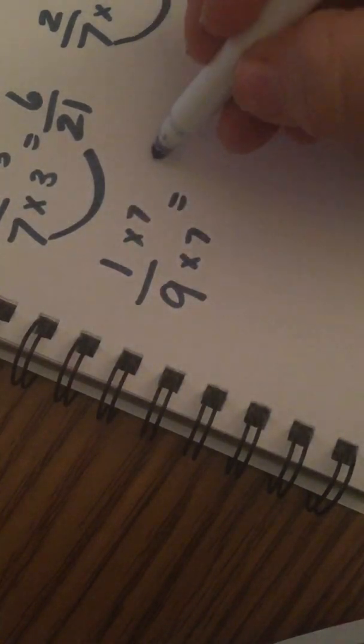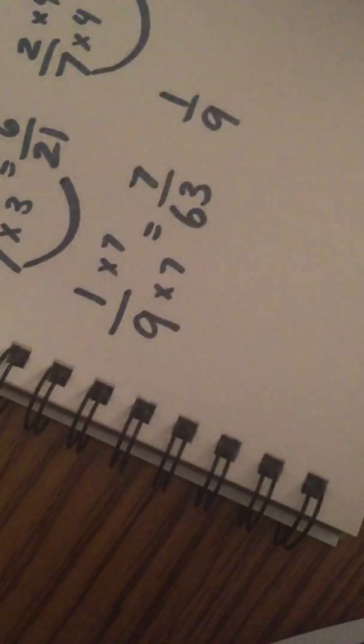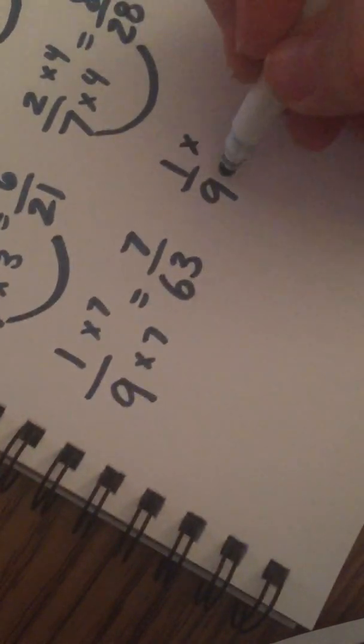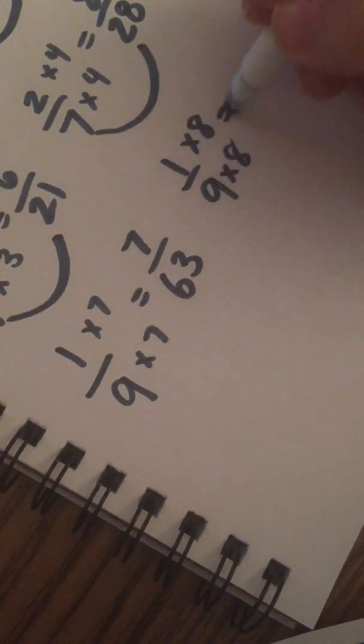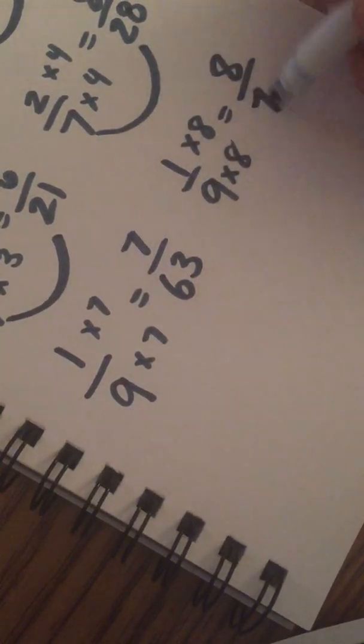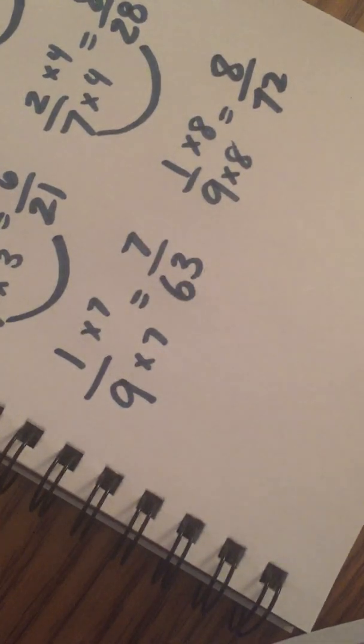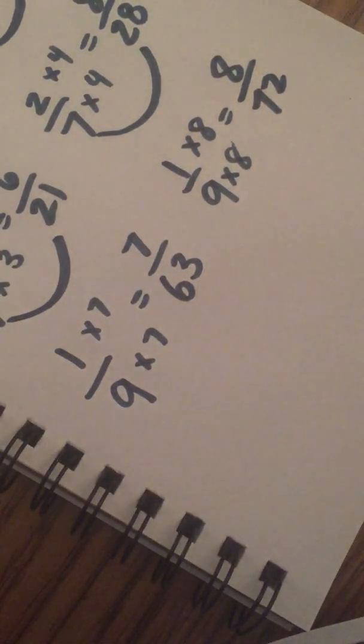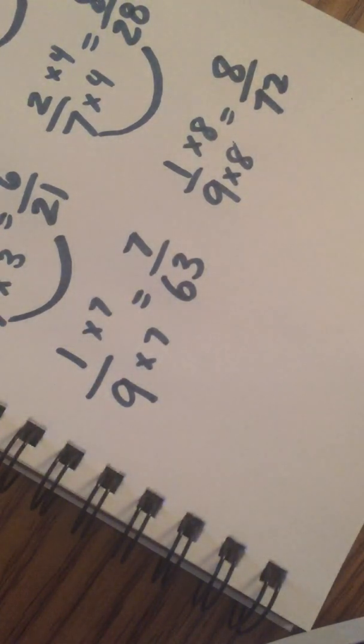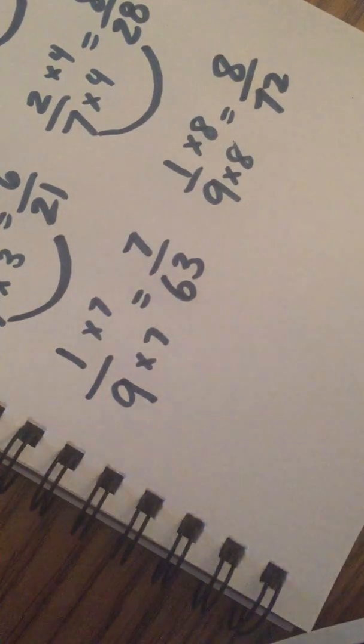1/9. Oh, let's see. Let's try 7. 1/9 is equivalent to 7/63. It's also equivalent to, how about 8? So let's times the top and bottom by 8. 8/72. And yes, that is how you say it. It sounds kind of weird, but you do read that 8/72. So I hope that helps a little bit.